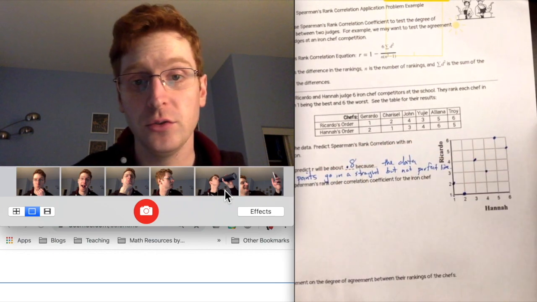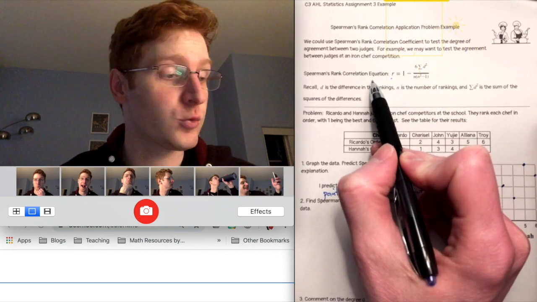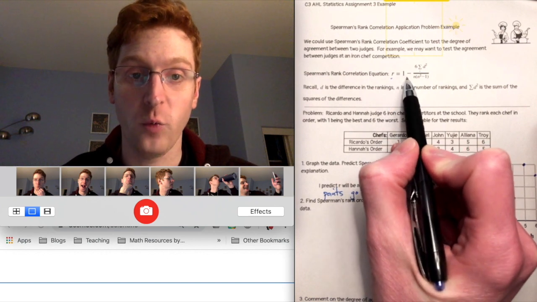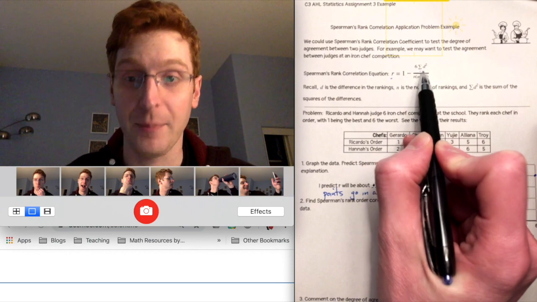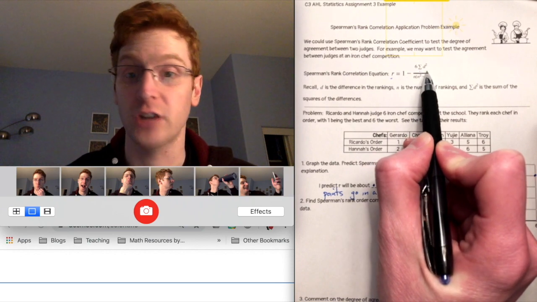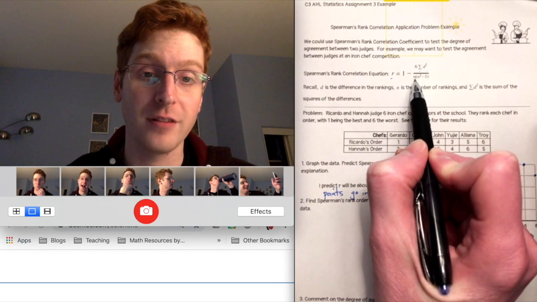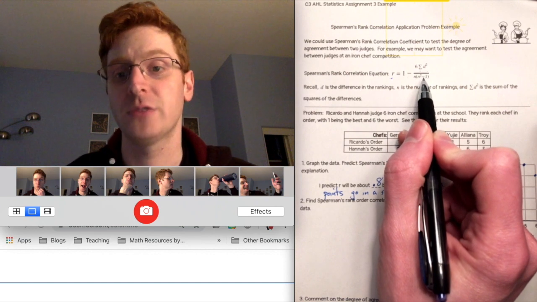I'm going to use Spearman's rank correlation equation in order to do this. In Spearman's rank correlation equation, to find the rank correlation, you take 1, you subtract 6 times the sum, where you add up all the differences in the judges' scores squared, and divide that by the number of rankings, in this case there are 6 of them, times the number of rankings squared minus 1.